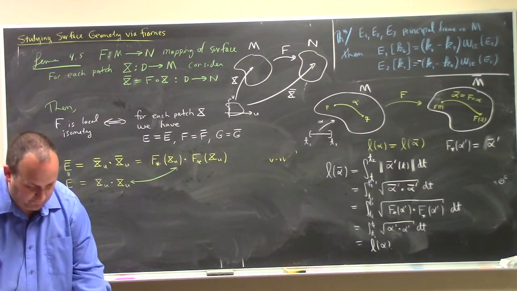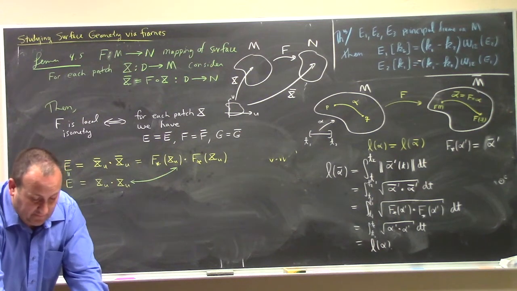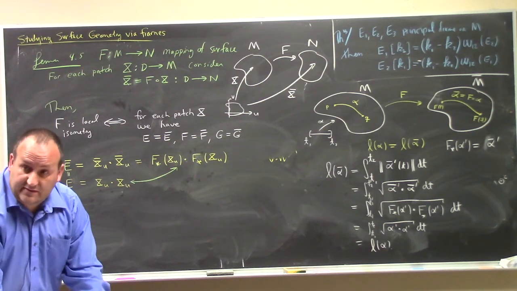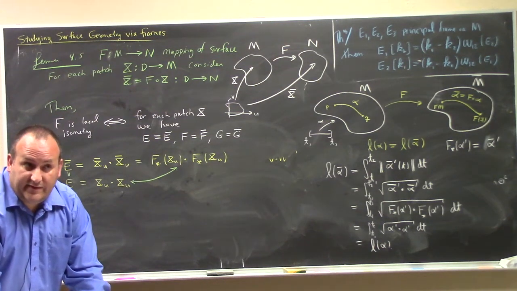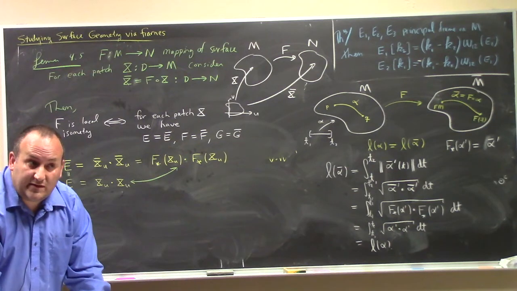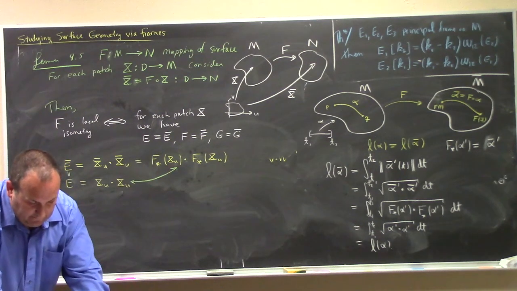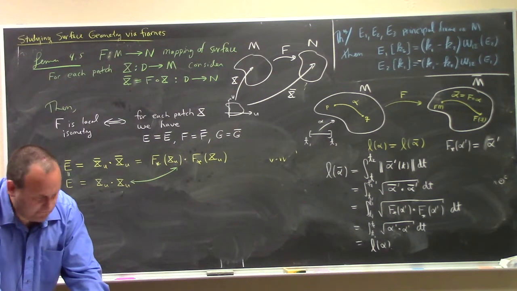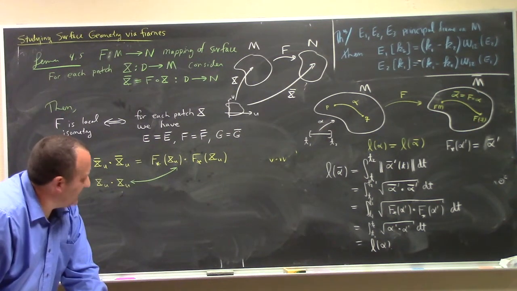I'll read the preamble here. An isometric invariant is a concept preserved by isometry. So we've already seen that distance between points is an isometric invariant. We've also seen that the E, the F, and the G are isometric invariants, right? Are they invariants? Yeah, I think that's right.